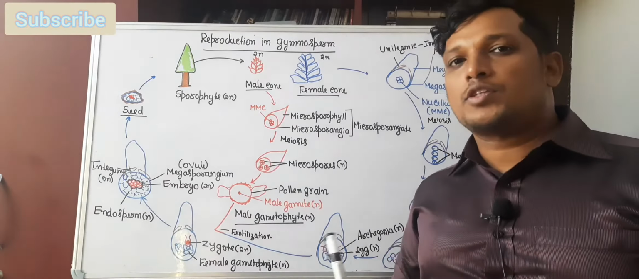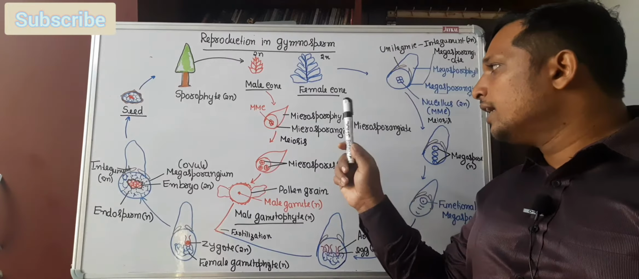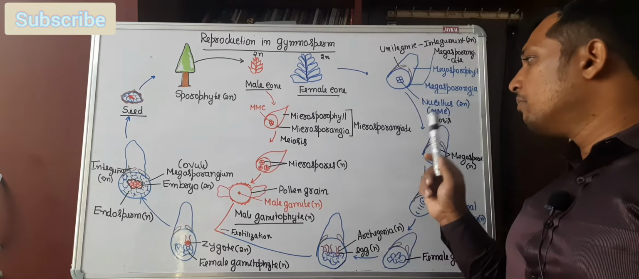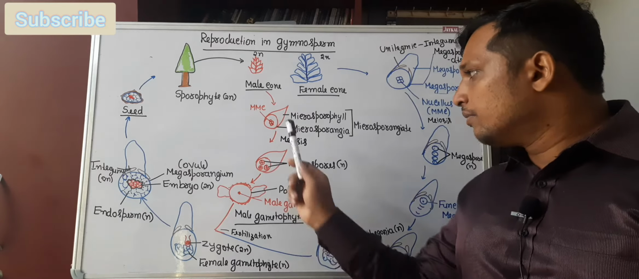Now this is a sporophyte which I have shown. The sporophyte produces a male cone and a female cone. They can be produced on the same tree or on different trees. The male cone contains an axis on which special leaf-like structures called microsporophylls are present. Microsporophylls contain microsporangia. Any microsporophyll bearing microsporangia is regarded as microsporangiate.